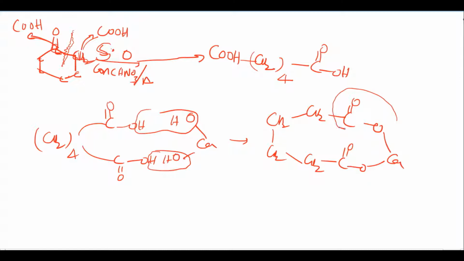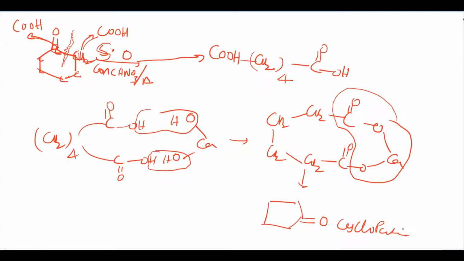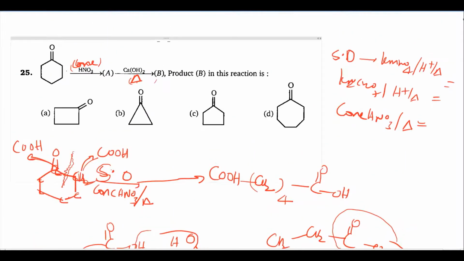So CaCO3 is going to eliminate, then you are going to get a 5-membered ring, this is cyclopentanone. Okay, so this is the answer. So the correct answer will be C. Question 25, correct answer will be C. Okay, the byproduct is CaCO3.